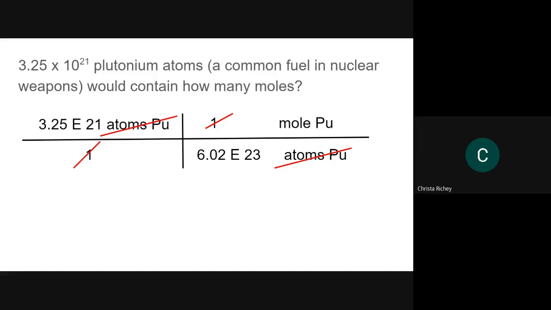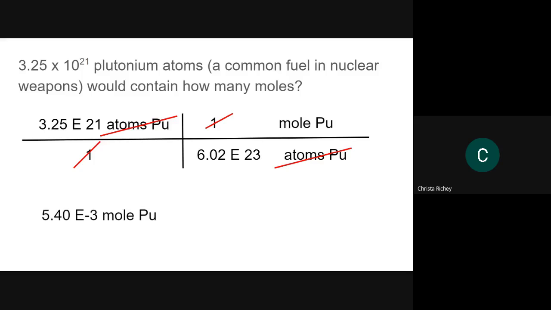I don't know what the calculator looks like on your Chromebook. But if you turn it sideways and then clear it out, I would do 3.25, then the E button, 21, divided by 6.02, the E function again, 23, hit enter. Now, if you don't have it in scientific notation, it's going to say 0.0053986 and a bunch of other numbers.